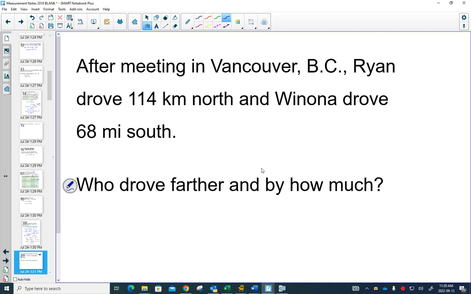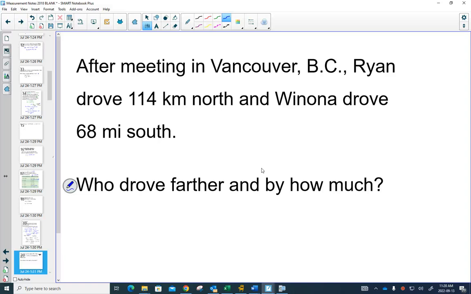Okay. After meeting in Vancouver, BC, Ryan drove 114 kilometers north, and Winona drove 68 miles south. Going north stays in Canada, going south goes to the United States. Who drove further and by how much?